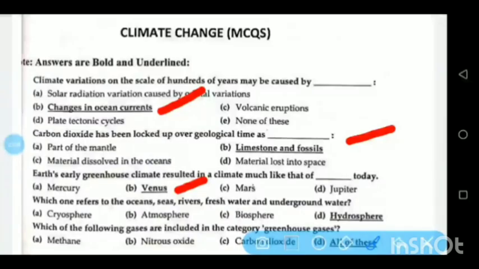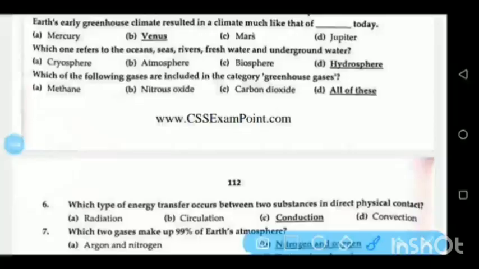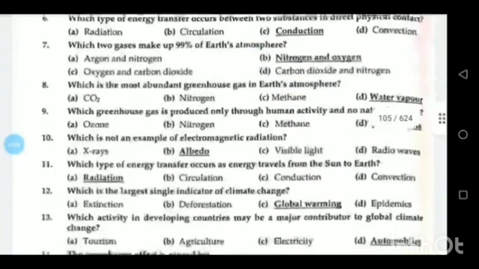Which one refers to the oceans, seas, rivers, fresh water, and underground water? Hydrosphere. Which of the following gases are included in the category greenhouse gases? All of these: methane, nitrous oxide, and carbon dioxide. Which type of energy transfer occurs between two substances in direct physical contact? Conduction.